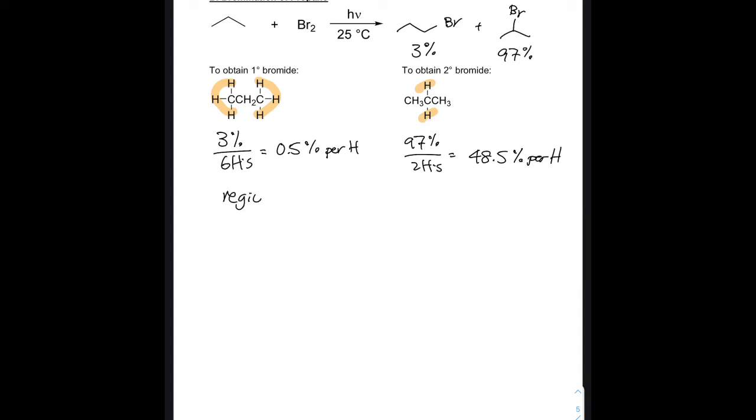So what does that tell us about the regioselectivity of bromination? Well, we can quantify that. It's 48.5% divided by 0.5%, which will be about 97 times. Now, this turned out to be the same number as the yield of secondary, which is 97%. I just want you to know that's just coincidence. Those 2 numbers are not necessarily always the same.